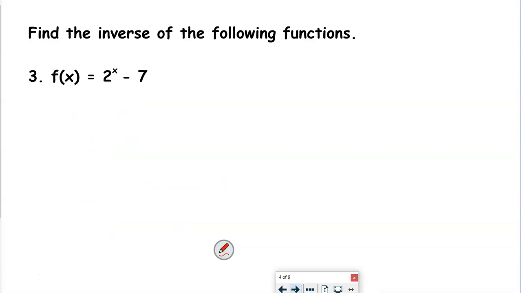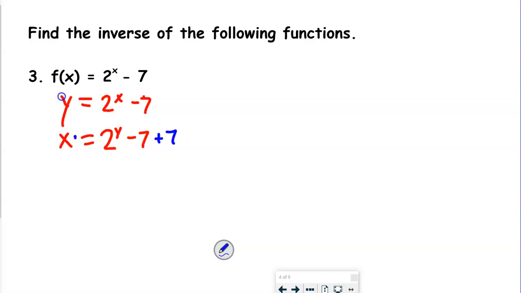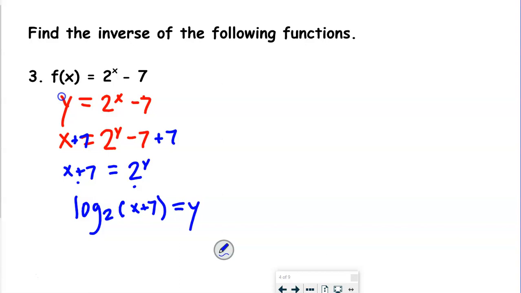Going to keep the same process that we've been doing. y equals 2 to the x power minus 7. Swap the x and the y. Now we're going to add 7 to both sides. So we get x plus 7 equals 2 to the y power. Going to put this in log form. So our base is our base, so that 2 is going to be our base, log base 2. What was on the other side of the equal sign is what we're going to take the log base 2 of. So that's going to be x plus 7, and then that equals y. That one was pretty easy.